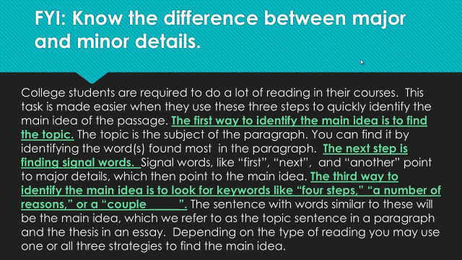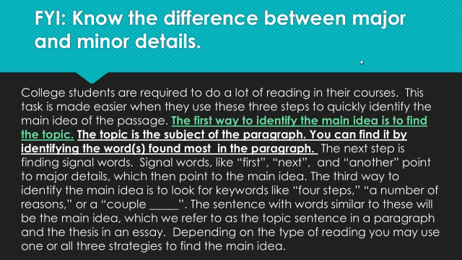So in this case, we see in the aqua green the 3 sets of major details. Now each set of these major details has its own minor details. These minor details support the major details. In this case, the first way to identify the main idea is to find the topic. Well, the two following sentences, the topic is the subject of the paragraph. You can find it by identifying the words found most in the paragraph. They support that sentence in green.